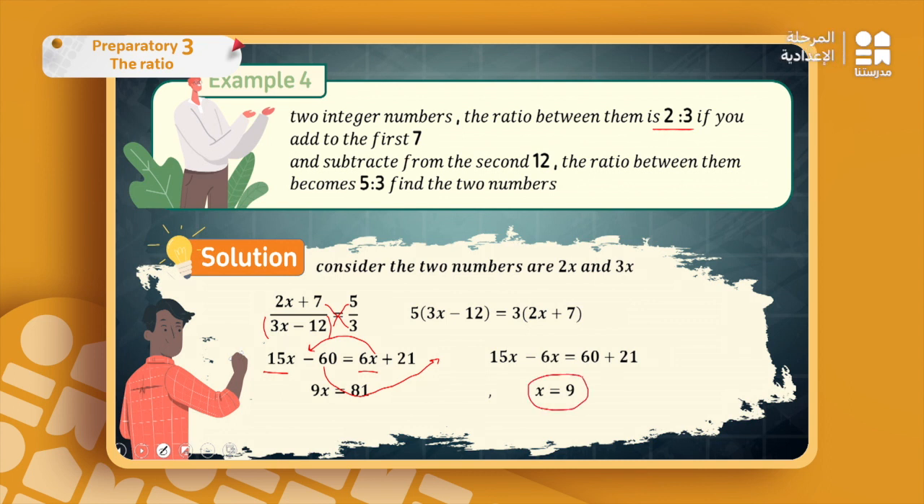دي مش إجابة سؤالي. أنا سؤالي كان بادئ consider the two numbers 2x and 3x. يبقى احنا جبنا ال value of x equals 9 so the first number is 2 by 9, 18, and the second number 3 by 9 is 27. So the two numbers are 18 and 27.